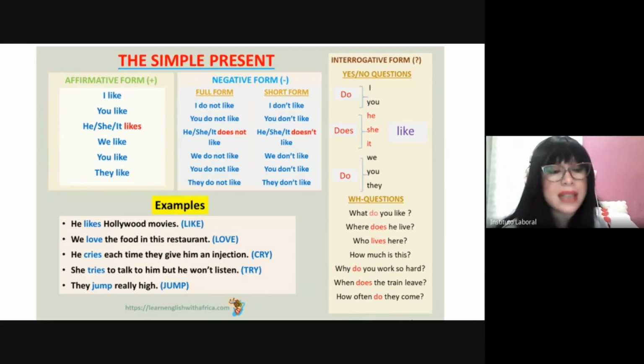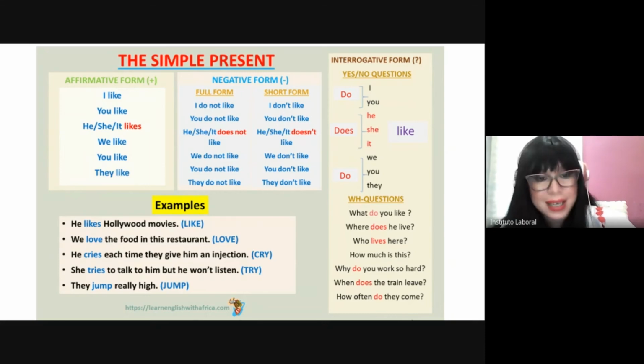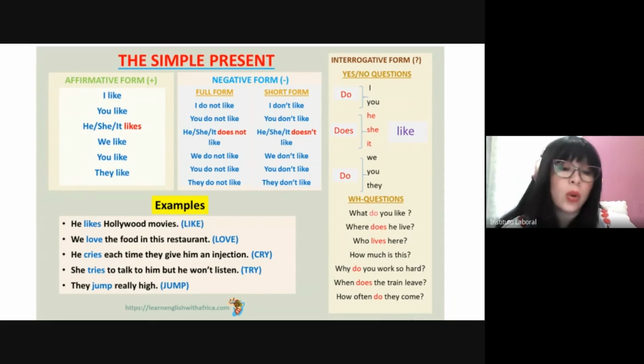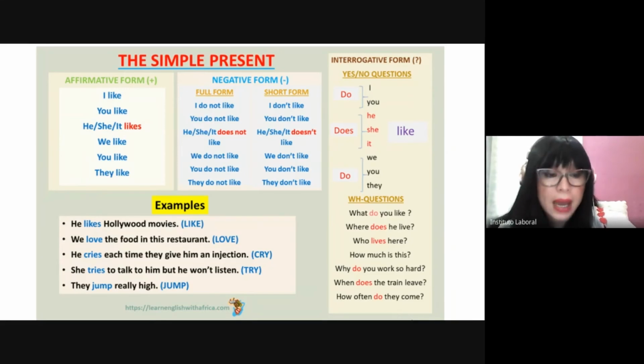En el caso número 3, he cries each time they give him an injection. O el número 4, she tries to talk to him because he won't listen. But he won't listen. Cries y tries, ambos le coloqué la S. ¿Pero por qué? Porque el sujeto es he or she, o sea, la tercera persona del singular.